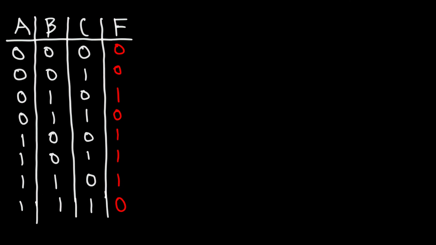Consider the truth table shown on the screen. How can we take the data in this truth table and write a function using the variables a, b, and c?